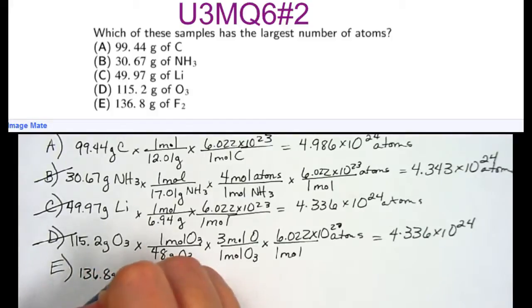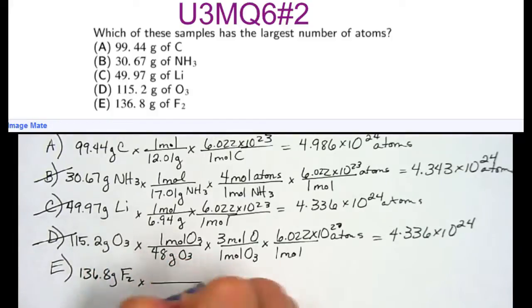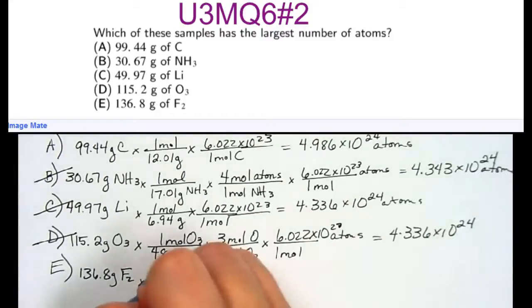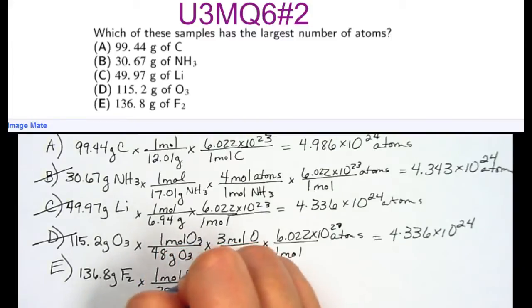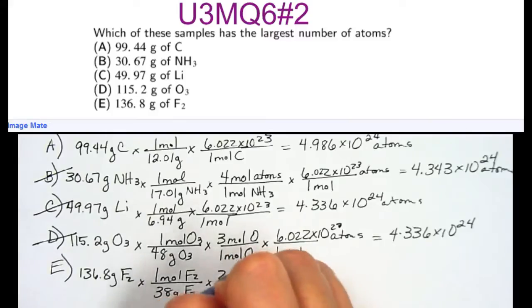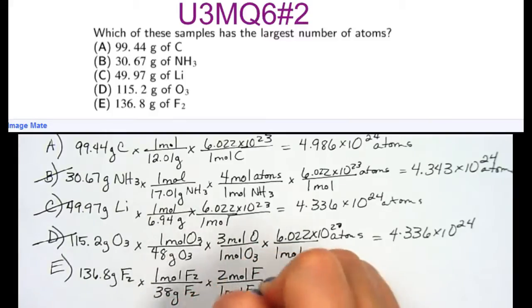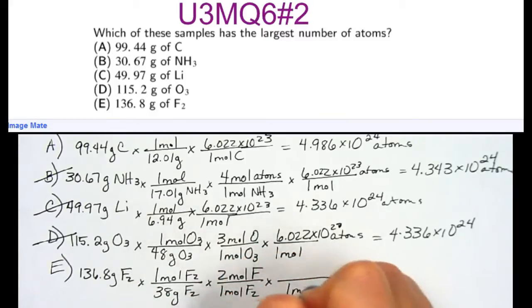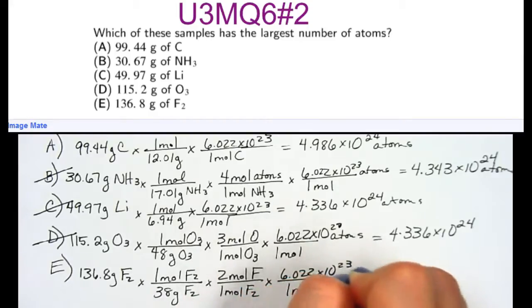Last one, 136.8 grams of fluorine. Fluorine is 19 times 2, so 38 grams from the periodic table, which is equal to 1 mole. 1 mole of fluorine has 2 moles of fluorine atoms. And then 1 mole is equal to Avogadro's number of atoms.